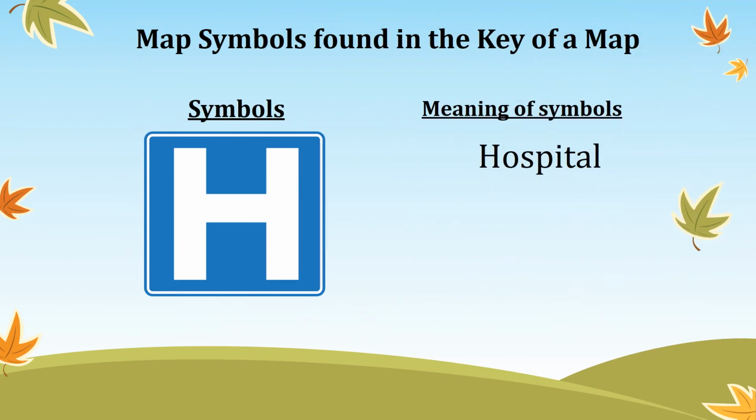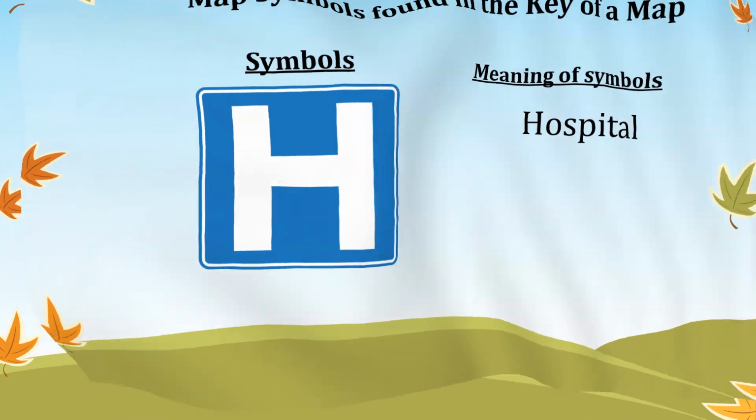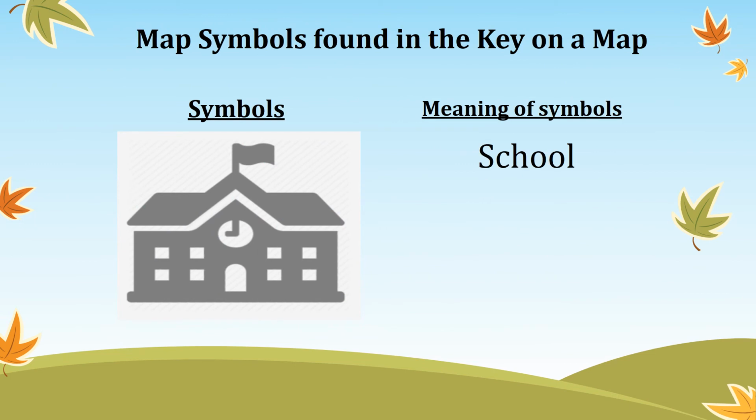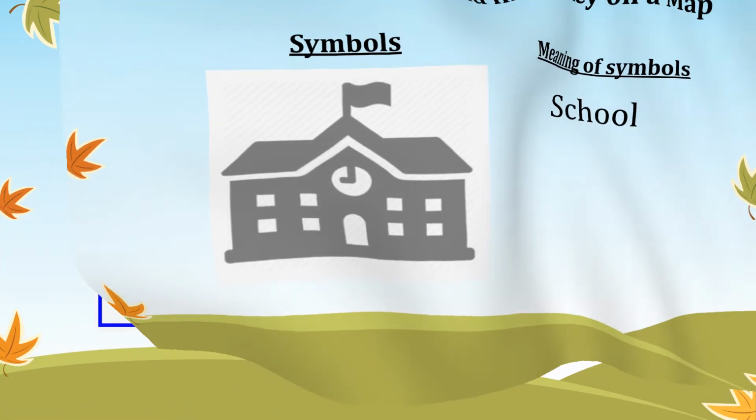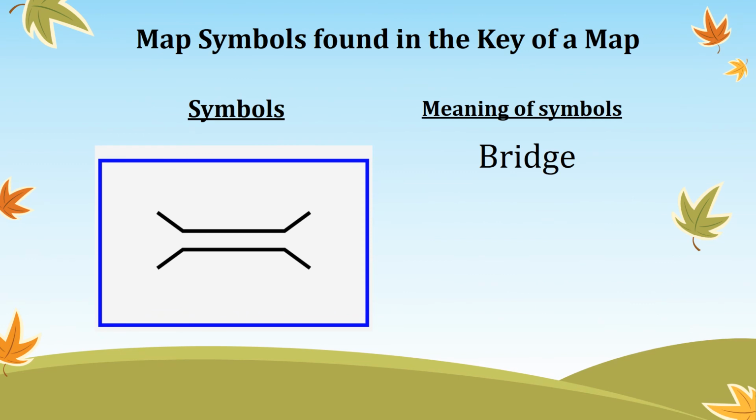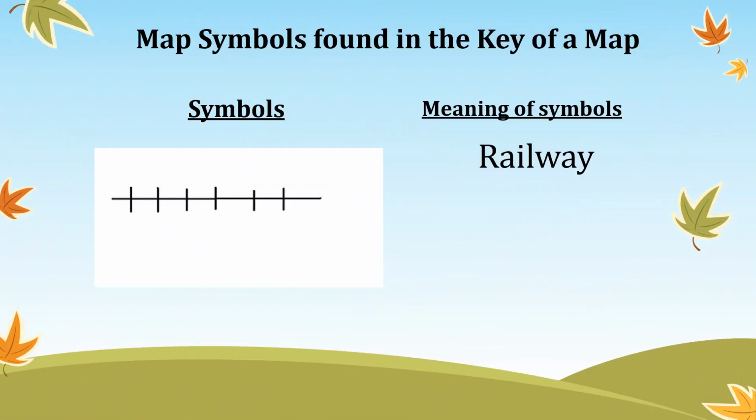This symbol, representing a large H, means hospital. This symbol, the house with this small flag on top, represents a school. This symbol represents a bridge. Now this symbol represents a railway.